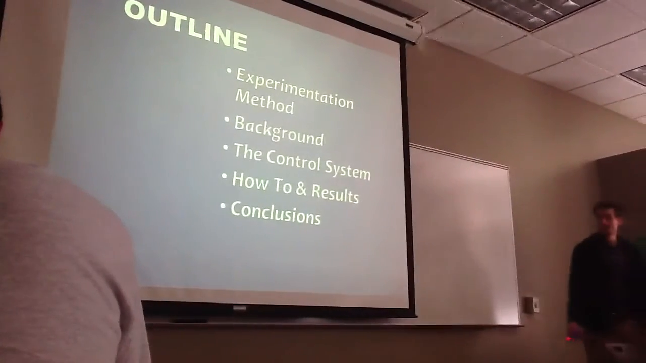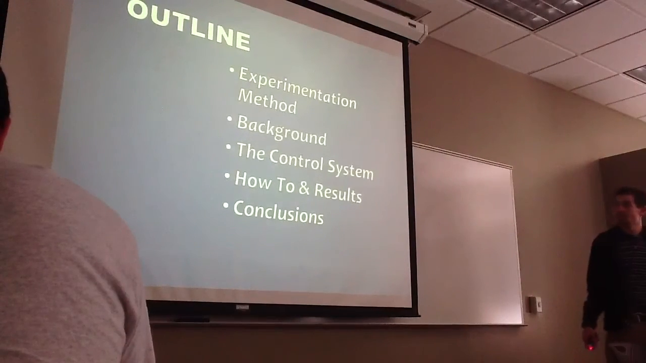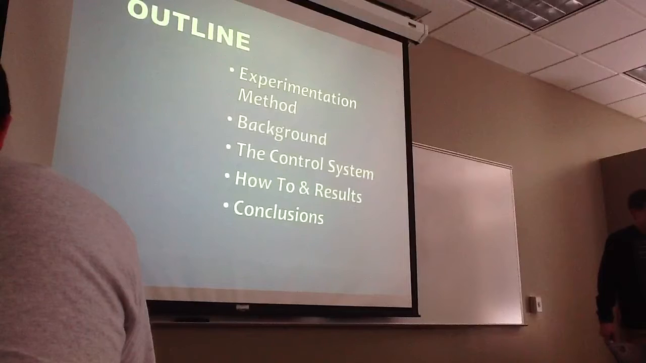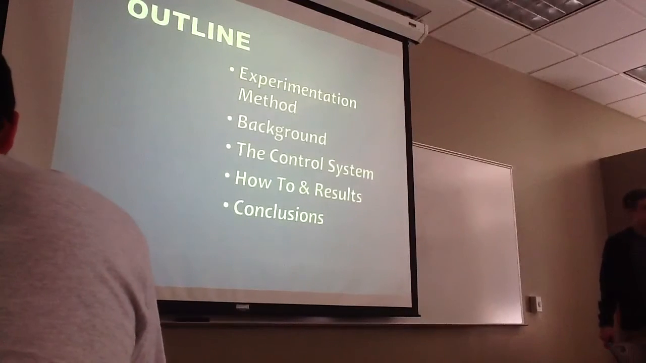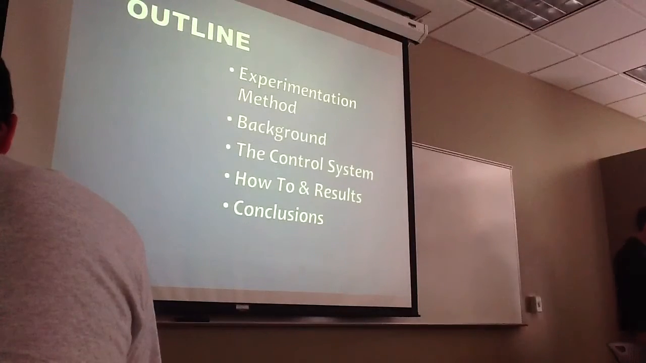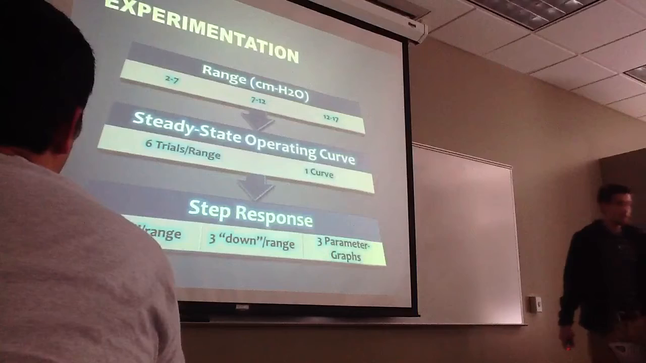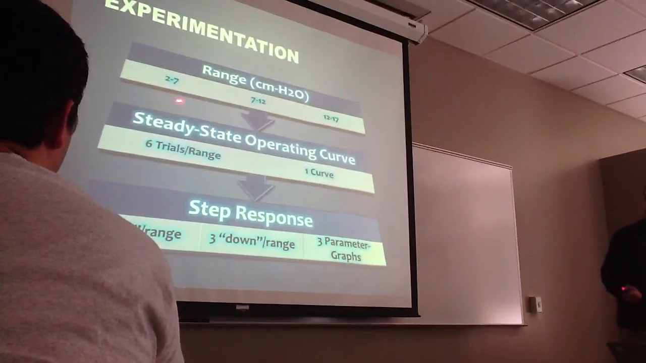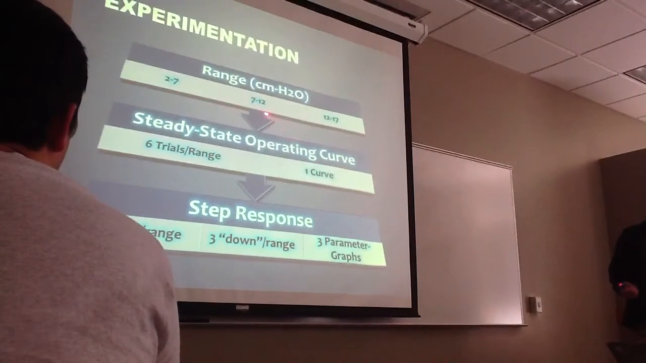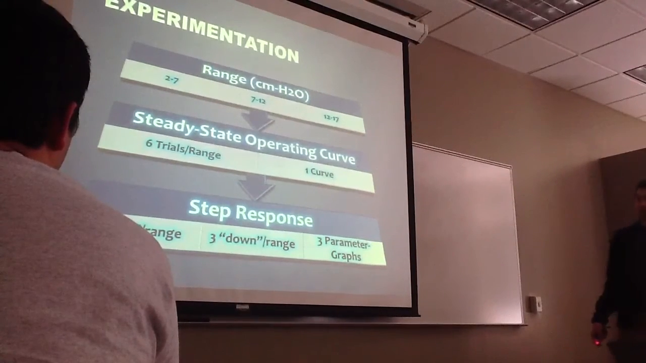So a little outline: we'll talk about the experimentation method we used, the background of the physical control system, how to do the experimentation and results, and then finally sum it up with the conclusions. Experimentation started off with each team member being assigned a range: 2 to 7, 7 to 12, and 12 to 17 centimeters of water pressure.